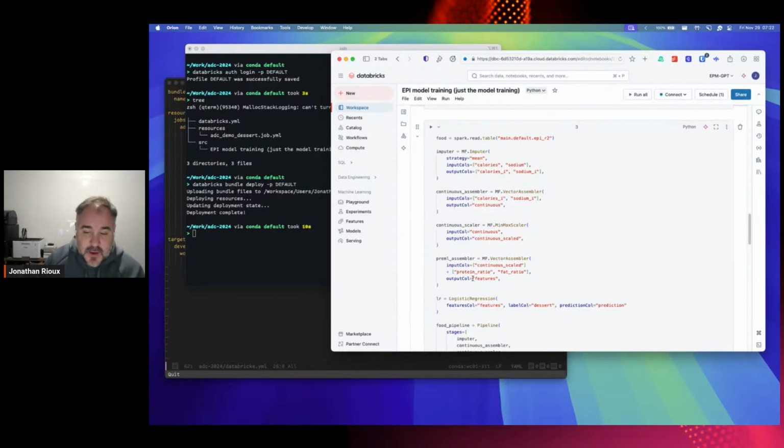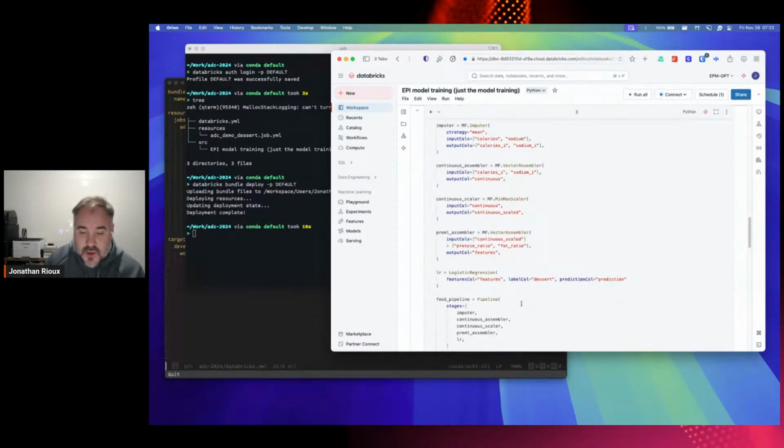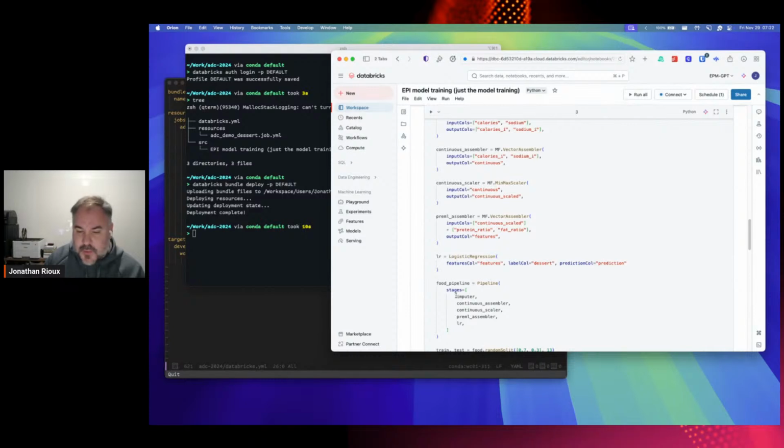I'm creating a pipeline that has a series of steps and does a logistic regression. So basically, I do imputation, assembly of features, I do scaling of features, and then I put in my logistic regression.